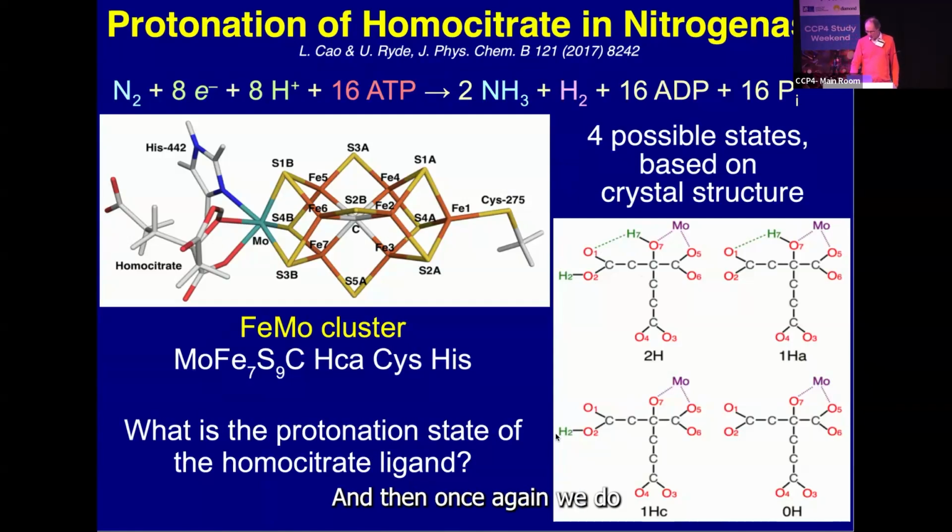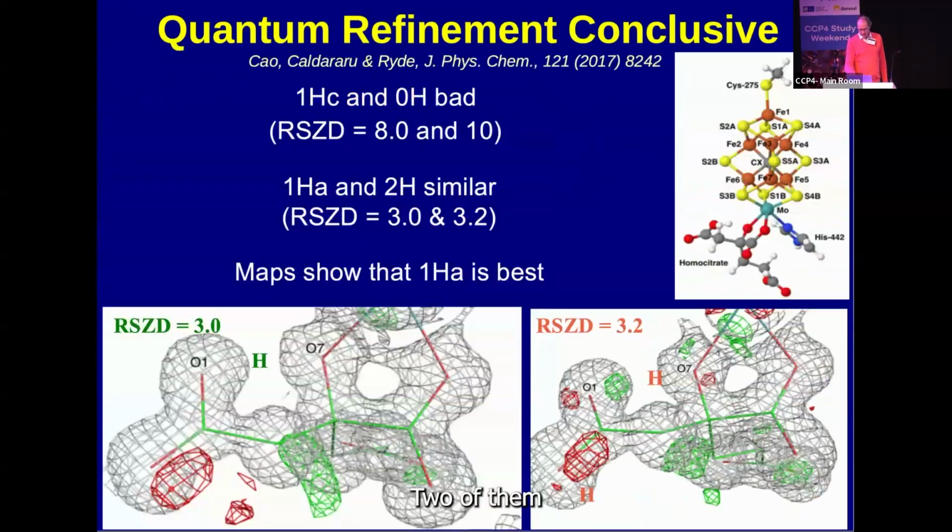And then once again, we do quantum refinement with the 4 protonation states, to see which one fits the crystallographic raw data best. 2 of them gave very bad RSCC values, which is the better measure of the local real-space fit to the density. So 2 of them are really bad, but 2 of them gave almost the same RSCC scores. One of them has a single proton that is actually shared between these 2 oxygen atoms. The molybdenum is up here. And the other one contains another proton on this side.